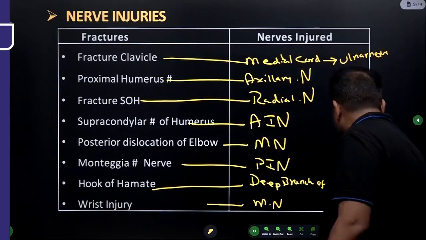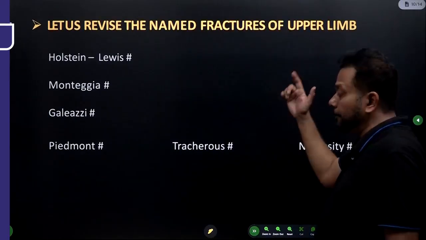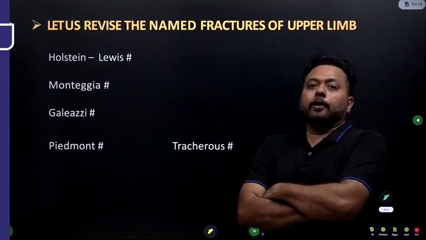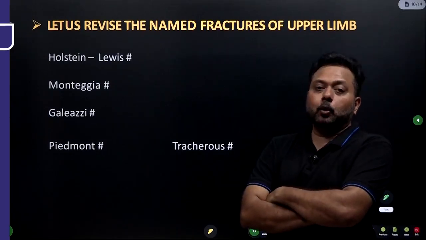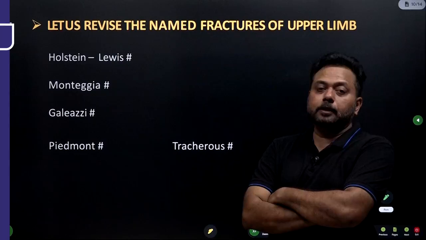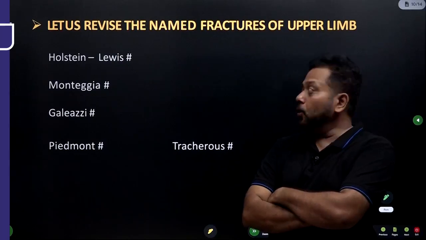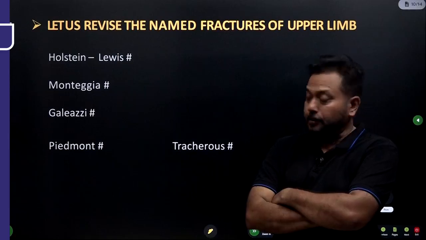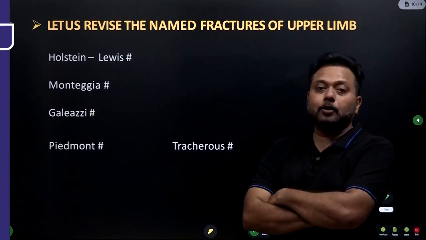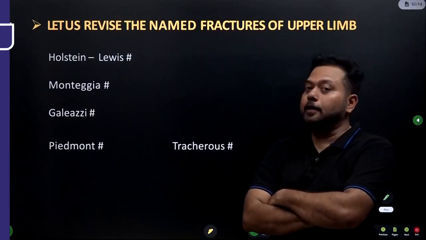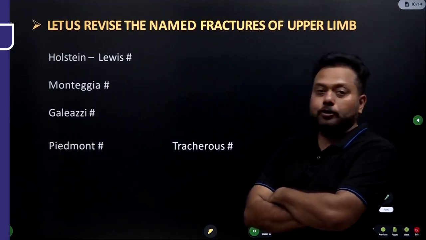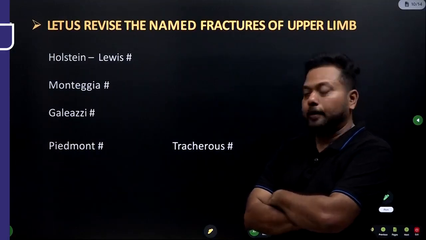Now let us revise the named fractures of the upper limb. Holstein-Lewis fracture, we all know, is an oblique or spiral fracture of the lower third of the shaft of humerus with radial nerve injury. Monteggia's fracture is fracture of the upper third of the ulna with radial head subluxation. Galeazzi fracture is fracture of the lower third of the radius with distal radioulnar joint disruption. Piedmont fracture is another name for Galeazzi fracture. Treacherous fracture is another name for Monteggia fracture.